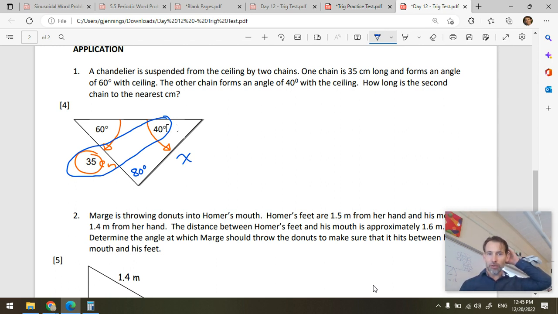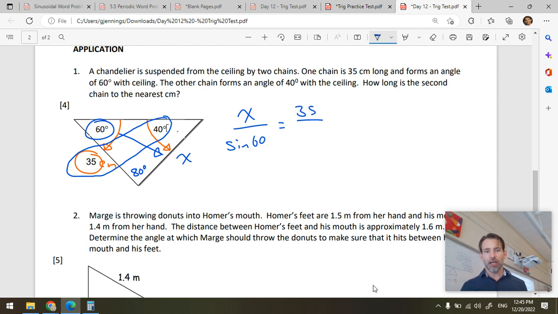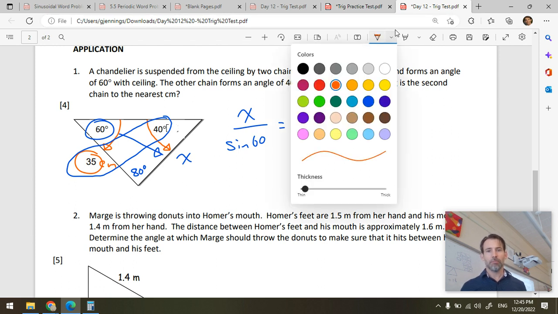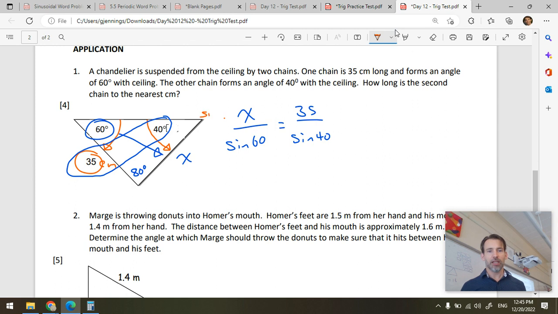All right, so here we go. We're solving for an unknown side length again. So this is x over sine 60, because that's its associated side there, equals 35 over sine 40. Cool. Inverse operation time. Multiply both sides by sine 60, because we don't want to know what x divided by sine 60 is. We want those to cancel and bring that over here.